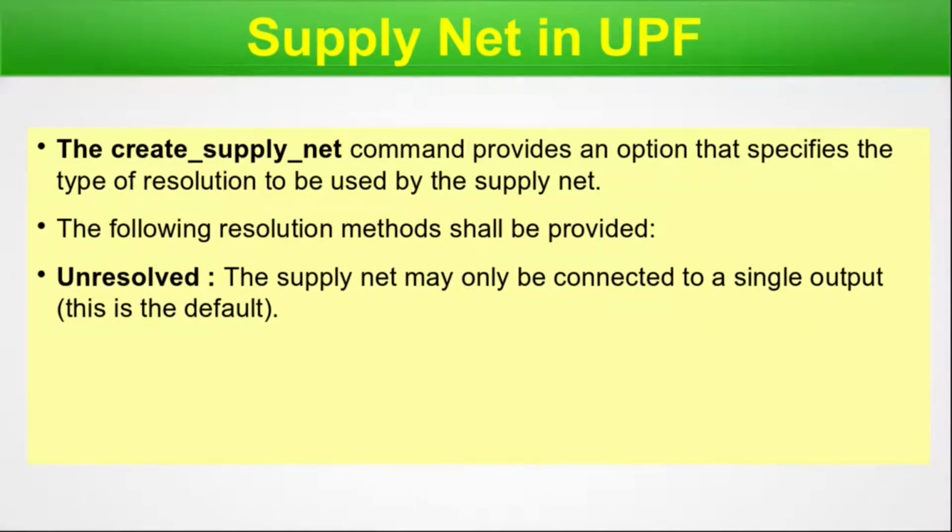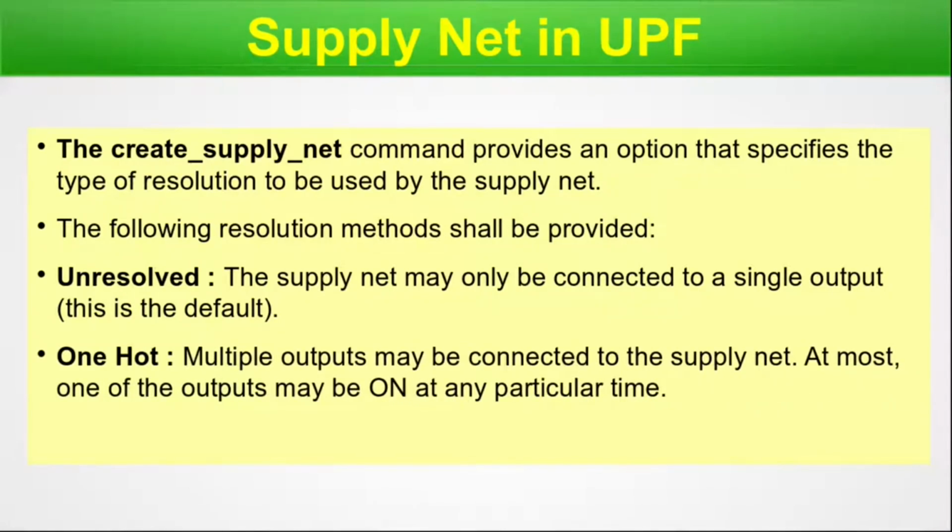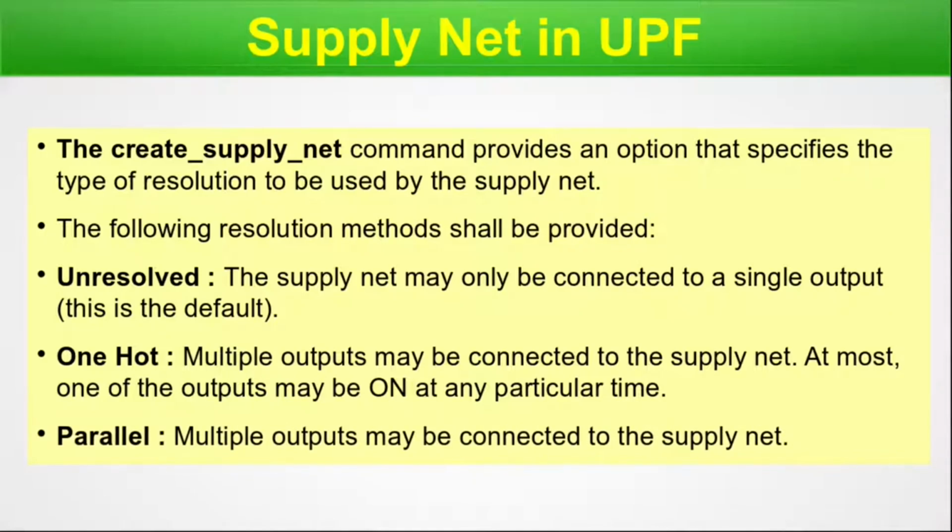As a result, the supply net may be connected to a single output. One hot: multiple outputs may be connected to the supply net. At most, one of the outputs may be on at any particular time. So this acts like a multiplexer. Parallel: multiple outputs may be connected to the supply net. We are done with this slide.